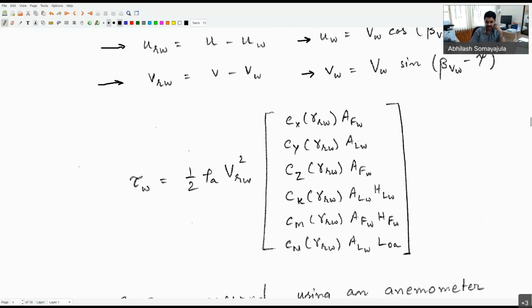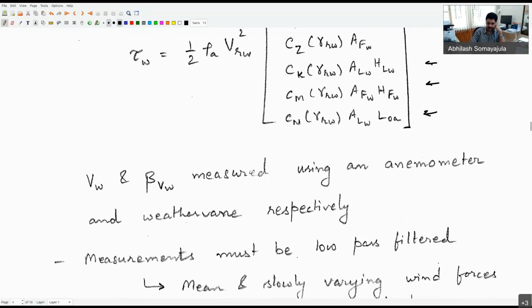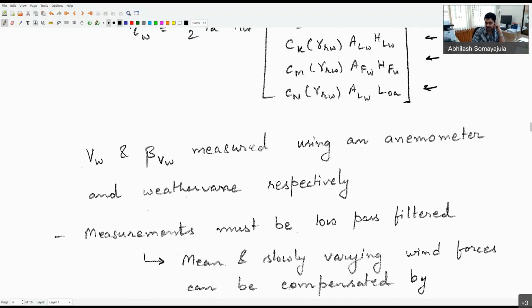Alright, in which case the total wind forcing can be written down as half rho A times VRW square times the wind coefficient times the projected area. When you are looking at the moments, you will also include the moment arm, which will be differing for all the 3 different modes as we previously discussed. Typically what will happen is we will measure VW and beta VW using an anemometer and a weather vane, and this is what you see.